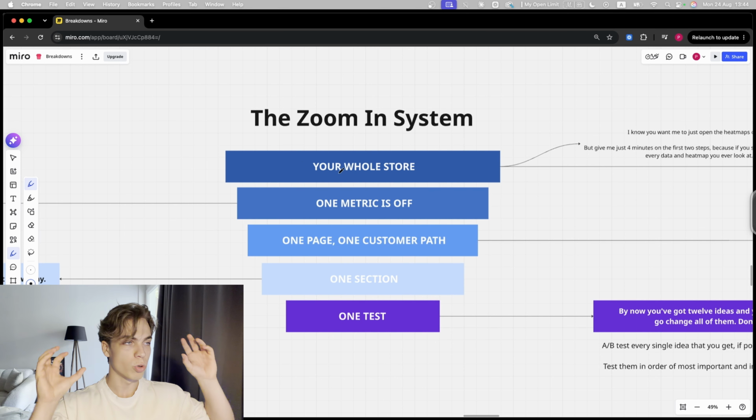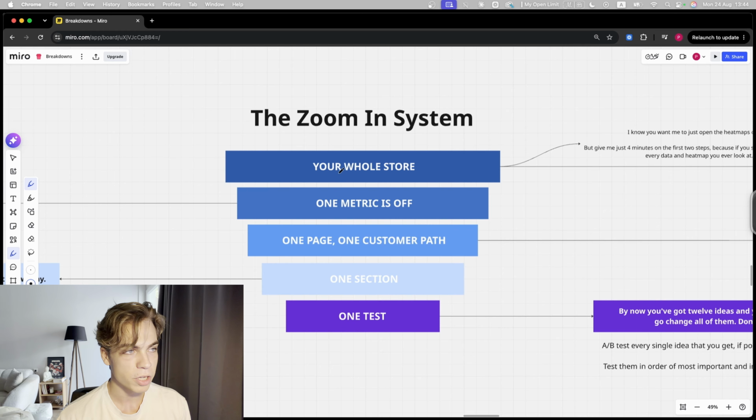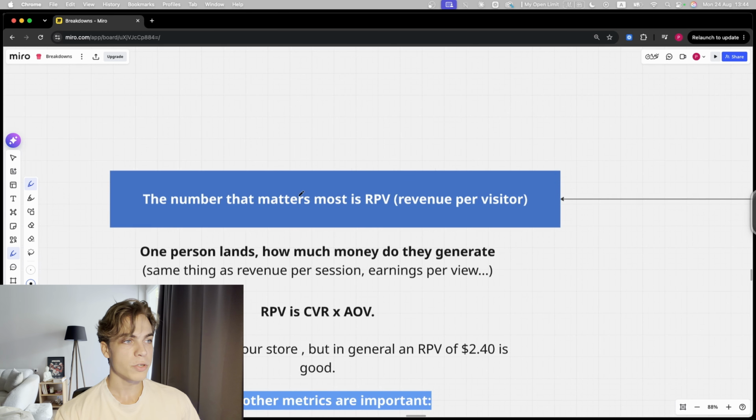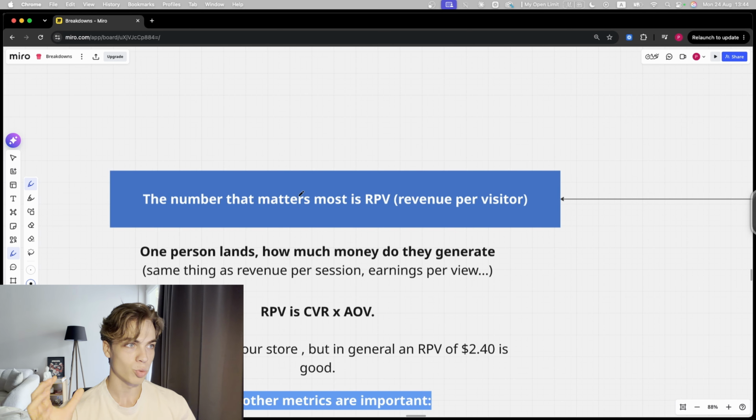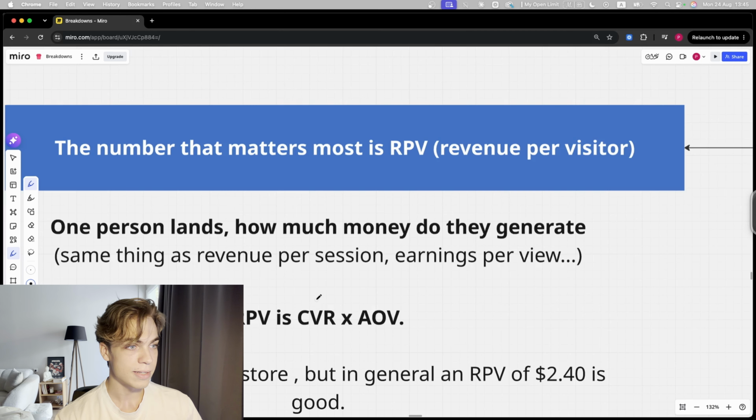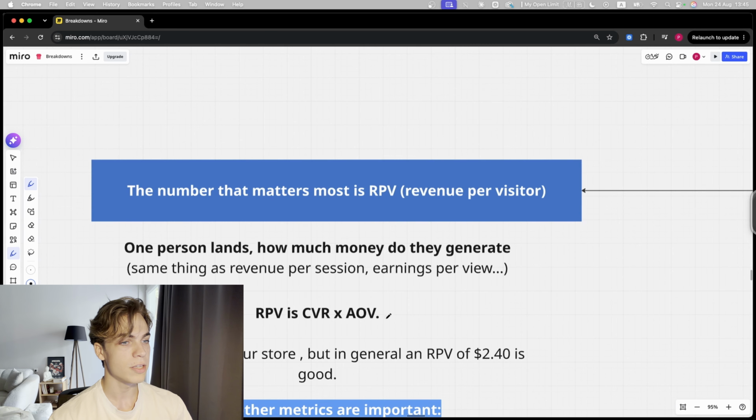We go from your whole store, all of these different paths that people can take, and now we are going to learn what metrics are going to tell us what we actually need to focus on. The number that matters the most, the holy number that you should put above your computer every day, before you start working on your store: RPV, revenue per visitor. So this is basically, one person lands, how much money do they generate for you, your brand, right? You might have heard of this before. It's also referred to as revenue per session or earnings per view, whatever. The revenue per visitor is basically the conversion rate times the average order value.